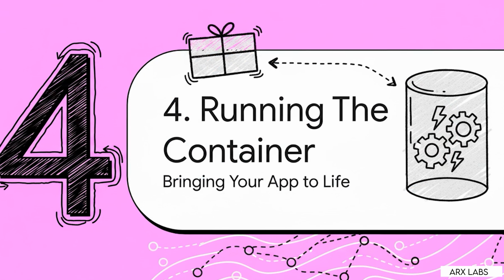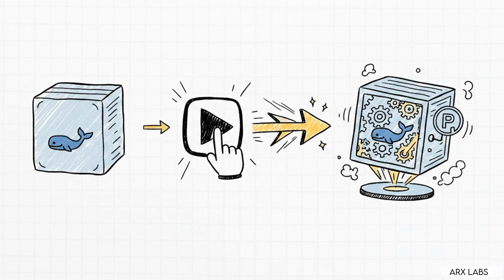We've got our packaged meal, our image. It's just sitting there, waiting. Now it's time to actually serve it up and bring it to life as a real running application. And here's the command that does it. docker run is what we use to start a new container from our my-app image, but pay close attention to that -p part. That is the secret sauce that actually lets us interact with our app.